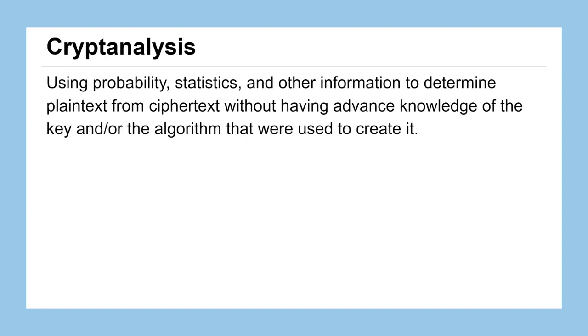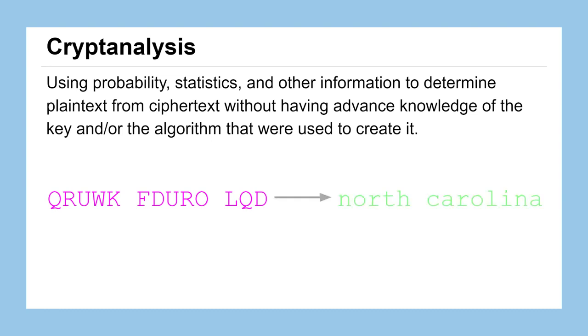Another aspect of this course that we'll get to in a couple of weeks is called cryptanalysis. And this is using some mathematics like probability, statistics, and other information to try and go the other way with this. Suppose that we had a ciphertext and we wanted to know what the original plaintext was. Could we reverse this process without having any advanced knowledge of the key or the algorithm that were used to create it? That's where James Bond might come in. He could come in and actually determine the algorithm and the key by stealing it from somebody. But as a mathematician and a programmer, we don't have those tools at our disposal all the time, so we have to be able to use cryptanalysis.